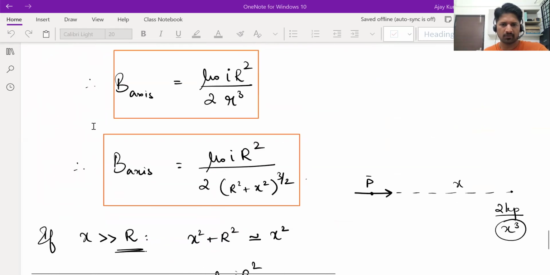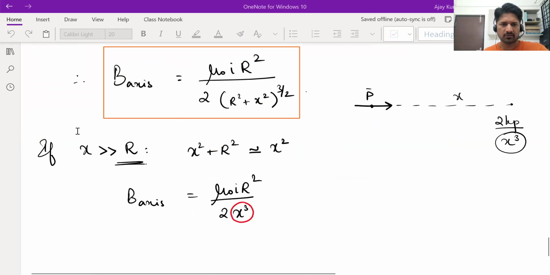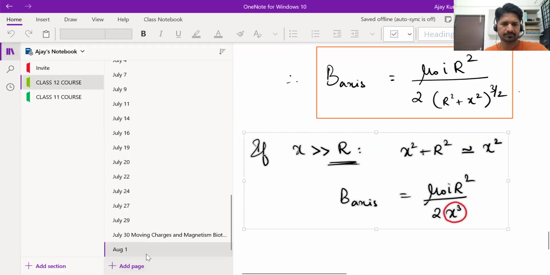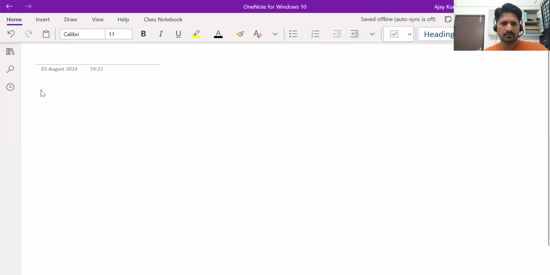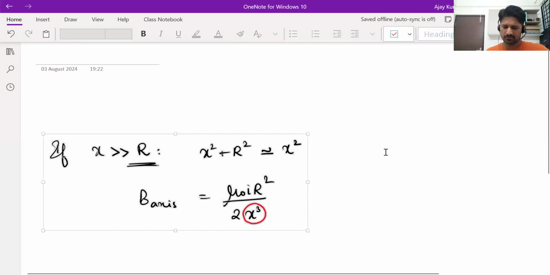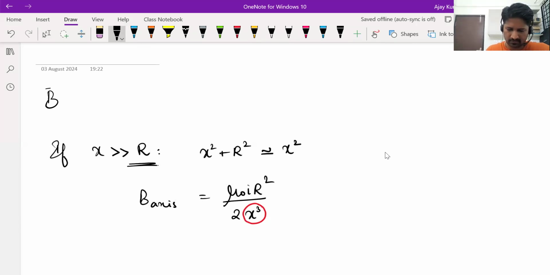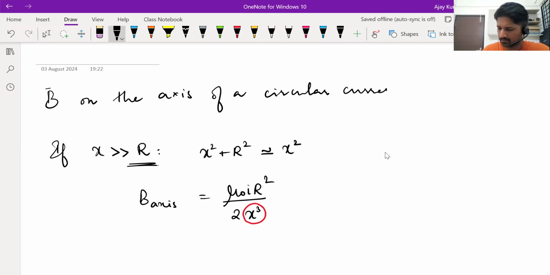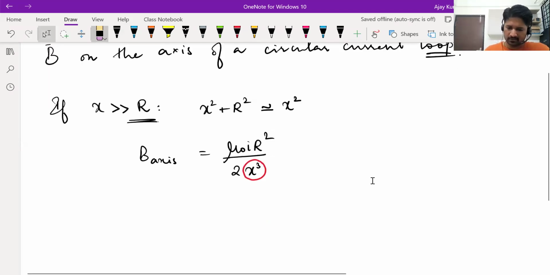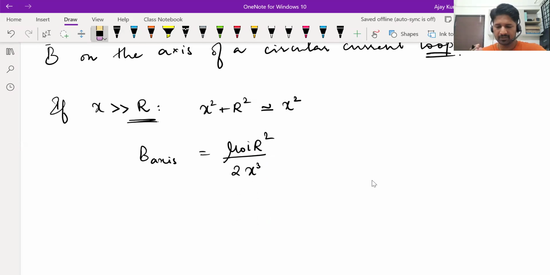Let us discuss this formula in detail now. When x is much greater than R. So this was the magnetic field on the axis of a circular current loop of radius R.